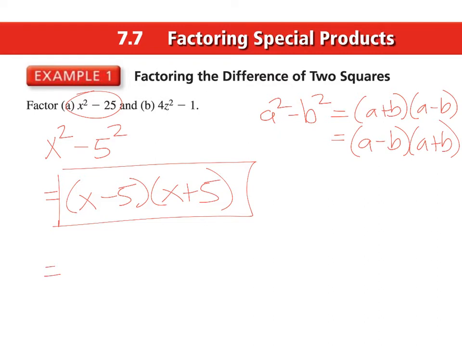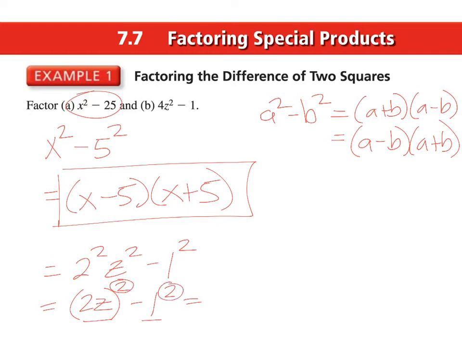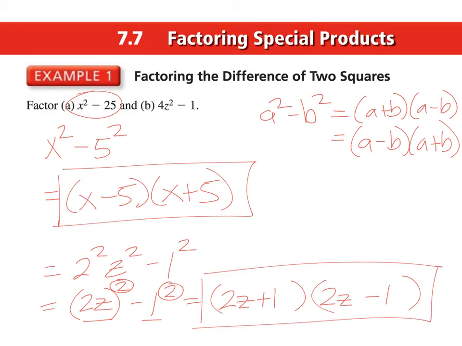All right, here I have 4z squared. 4 you could rewrite as 2 squared. Then you have z squared minus 1, and you could rewrite 1 as 1 squared. It's the same thing. So 2 squared z squared is the same thing as 2 times z, the whole quantity, squared, minus 1 squared. Now, since each term is squared, I could rewrite it as a product: 2z plus 1, 2z minus 1. And we have factored the difference of squares.